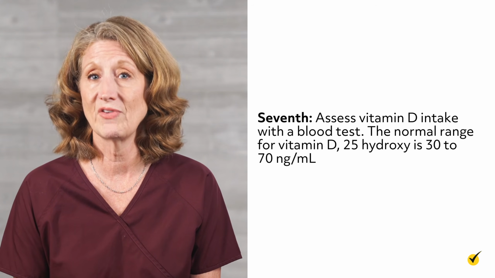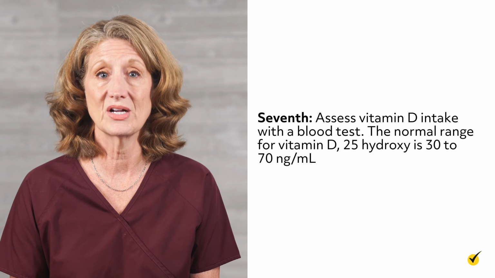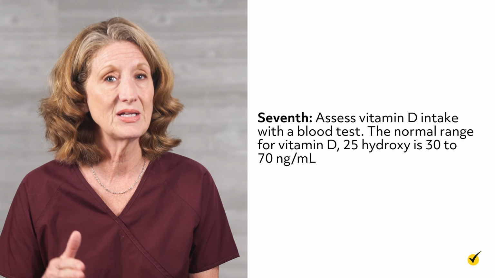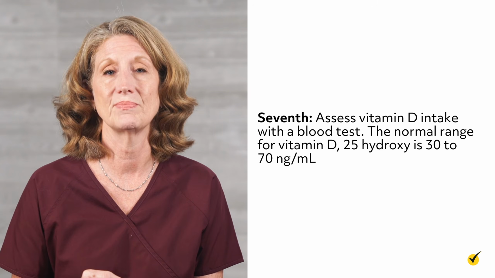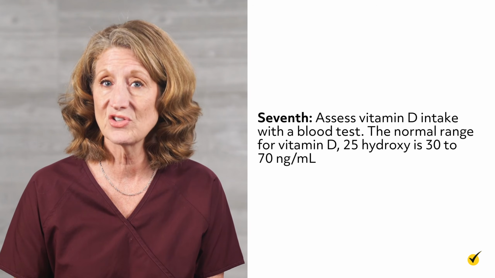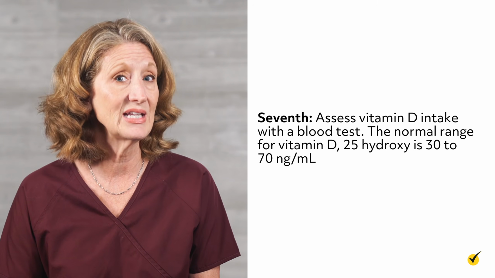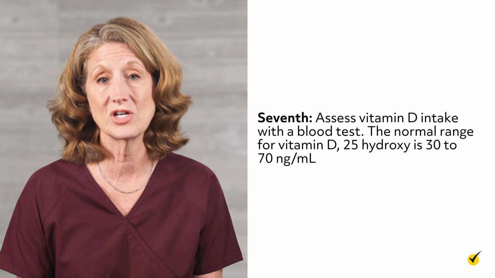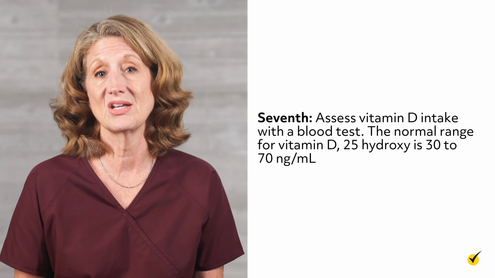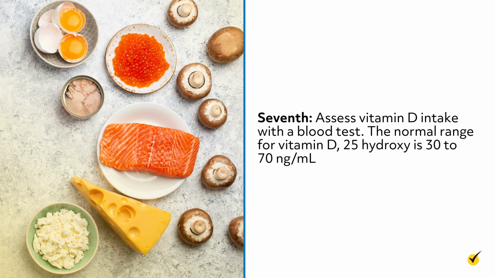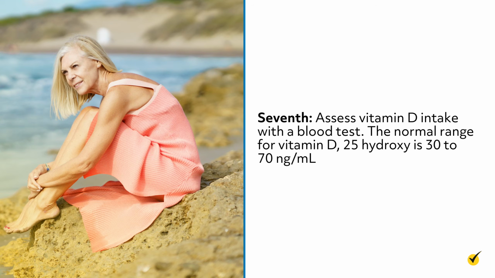The normal range for vitamin D, 25-hydroxy, is 30 to 70 nanograms per milliliter. If vitamin D levels are deficient, then the intervention is a daily vitamin D supplement and education about sources of vitamin D, such as exposure to the sun, mushrooms, egg yolks, tuna, fatty fish such as salmon, and spinach, in addition to periodic monitoring. Safe sun exposure is usually considered to be about 20 minutes daily with the arms exposed.